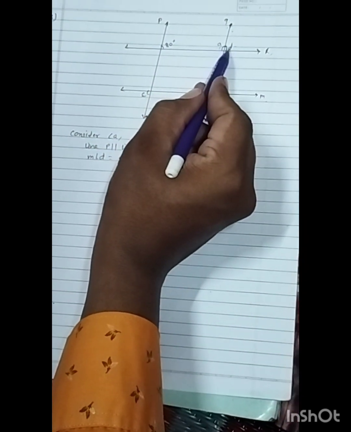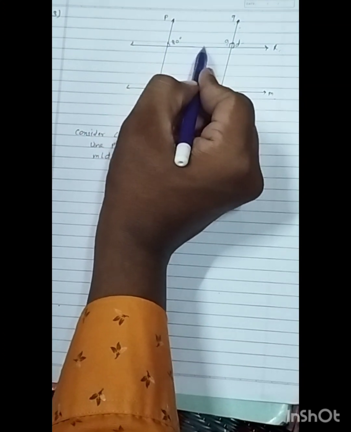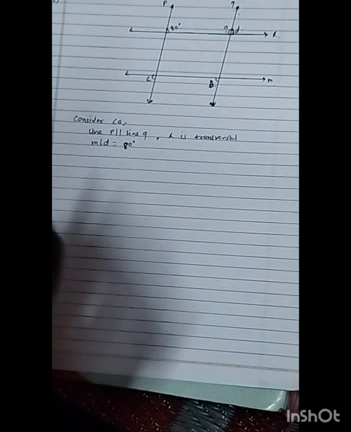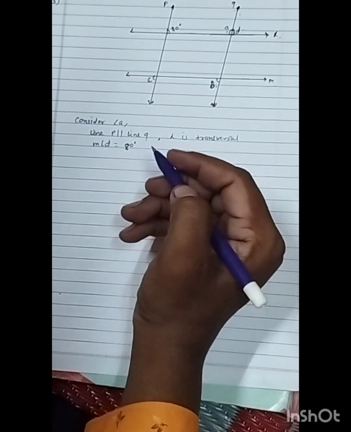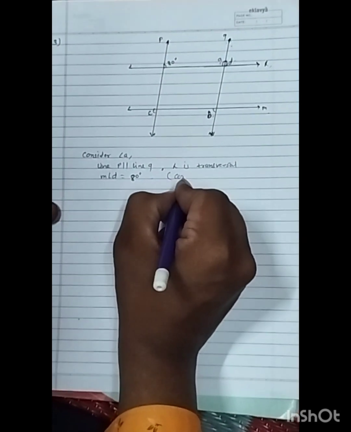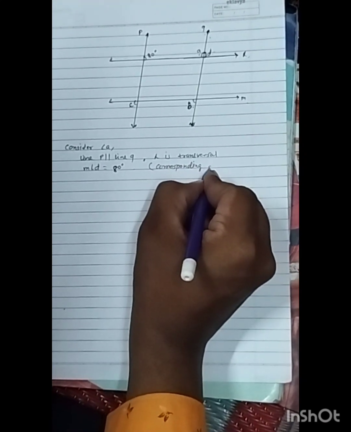This 80 degree and this angle D both are corresponding angles. How is that? I told you how to remember this. Here it will form the letter F. What will form? F. You can check like this. You will get the F letter here. So angle D is 80 degree, and then we can write it is a corresponding angles.